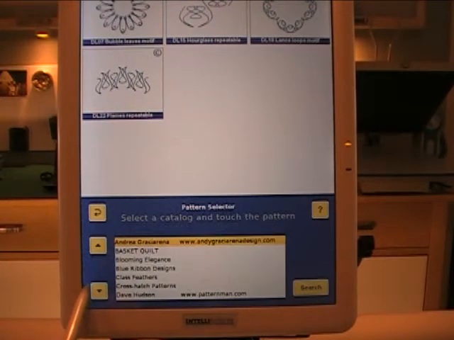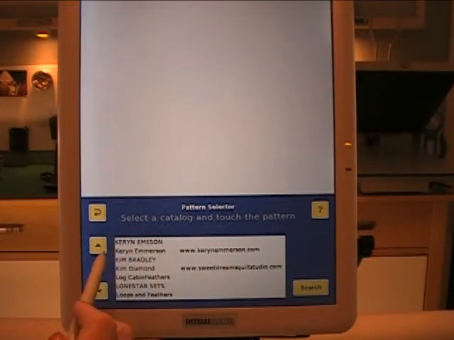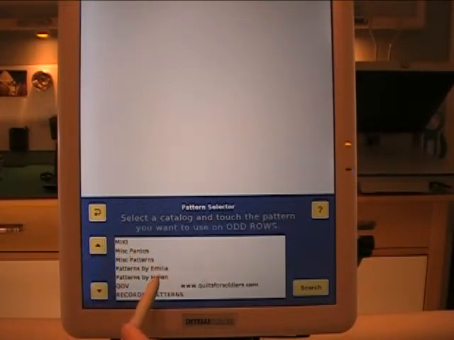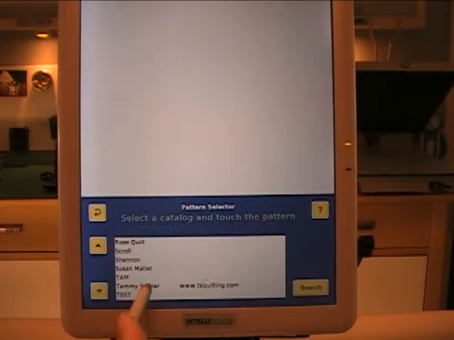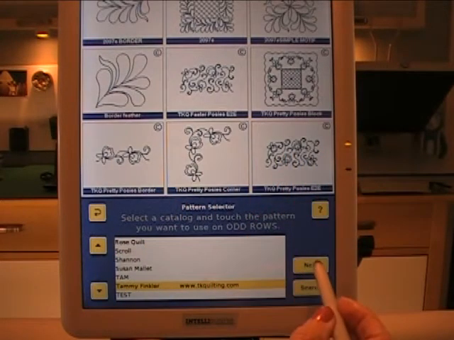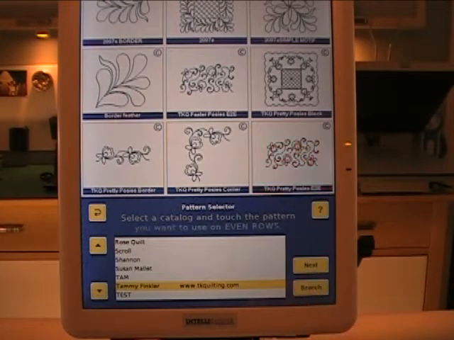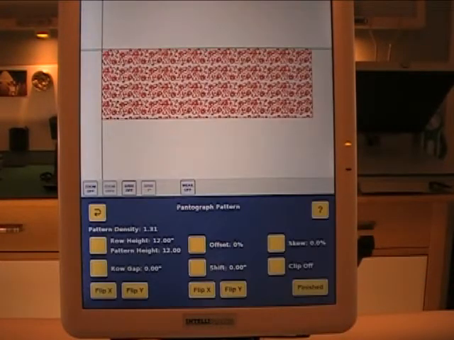So I think she was using one of Tammy Finkler's. I'm going to go in here, and yeah, I think it was Tammy Finkler's. It doesn't matter. I just want to pull up a, no, we'll use what she was using because I know that she's telling me the measurement on that pattern is, I think it's Pretty Posies. Hopefully I'm right. Okay, it's Pretty Posies. Continue. I don't know if that's right or not what she's saying, but okay.